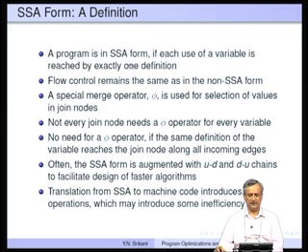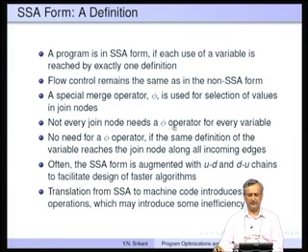A program is in SSA form if each use of a variable is reached by exactly one definition. So, I mentioned this already, every variable has exactly one definition, and this is static, not dynamic. Flow control remains exactly the same as in the non-SSA form. So, we saw that example already. A special merge operator phi is used for selection of values in join nodes. So, I showed you this join node and the phi operator.